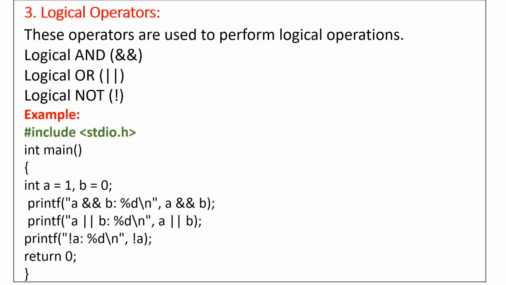Logical operators. The logical operators are used to perform logical operations: logical AND, logical OR, logical NOT. This is the symbol for the logical AND operation. When both the values are true, the result will be true. Here this is logical OR and this is logical NOT.